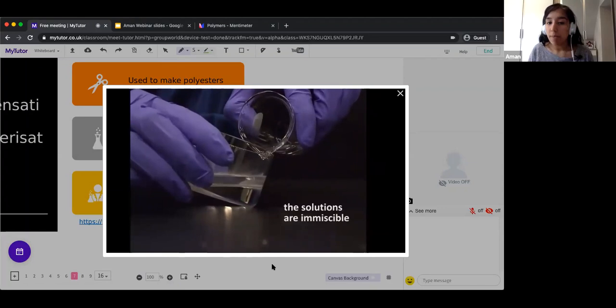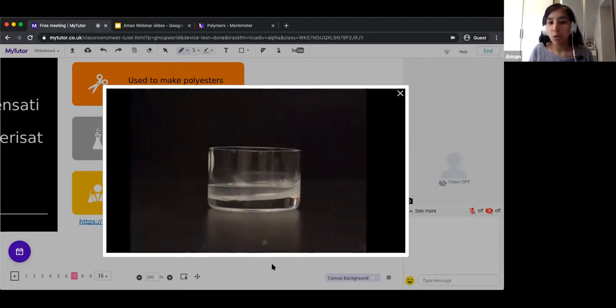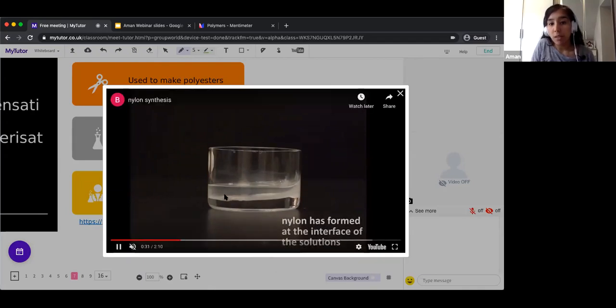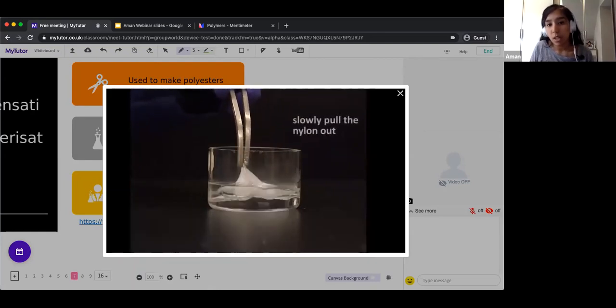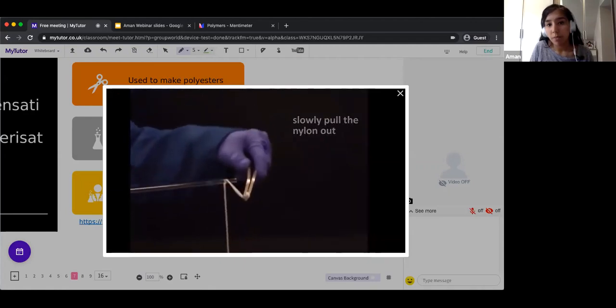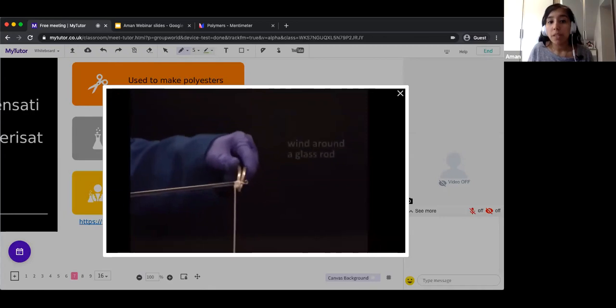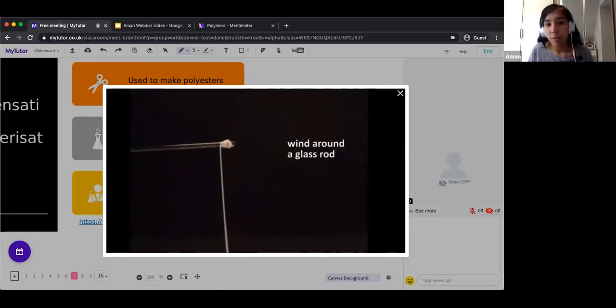The solutions are immiscible, which means that they don't mix. So if you imagine trying to do water and oil, they don't mix. But what's happening is, as this says, on the interface between the surfaces, so where the surfaces collide or join, nylon's being produced, which you can see now. So that's the nylon, and there we go. So this tends to be a school experiment that you might do, and you can see the nylon being produced there.